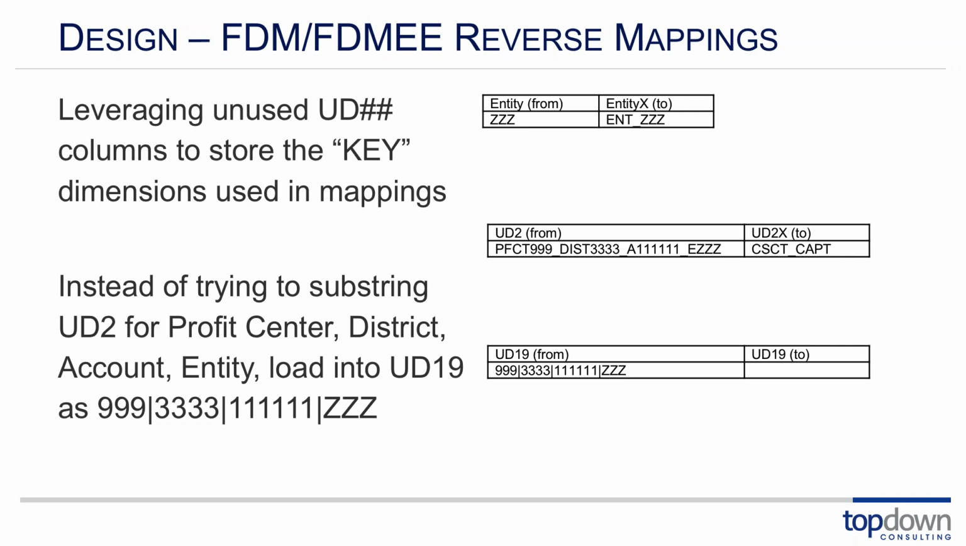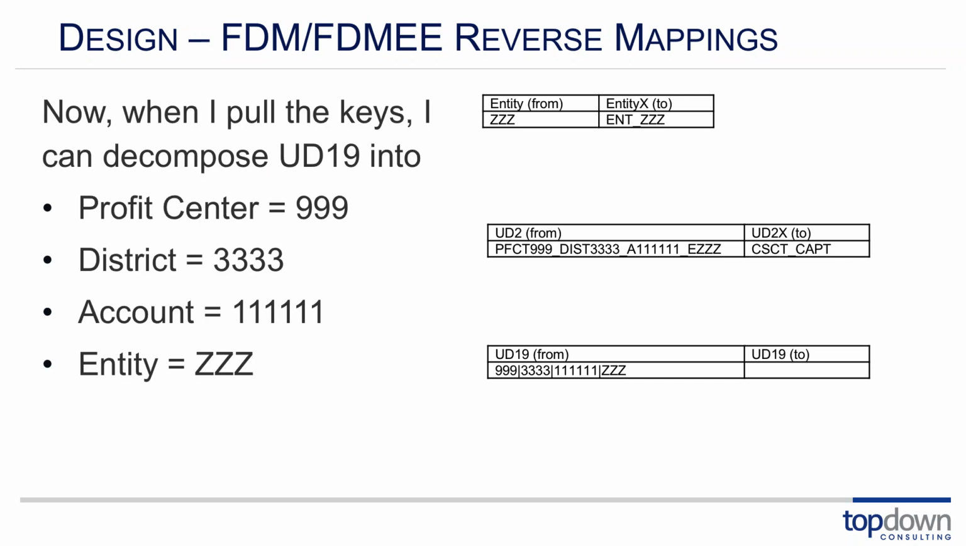One of the things that we decided to do was make this a little easier on ourselves, and we would break this down into an unused user-defined column, and we'll concatenate it with pipes. So then we can load into this UD19 all the individual dimensions, and then we won't have to look for those anymore. We won't have to go back and try to rip apart the UD2 column, for example, for the profit center of 999. I'll just go to the UD19 in this case and know that that's the first item in this pipe delimited string. So that made our life quite a lot easier.